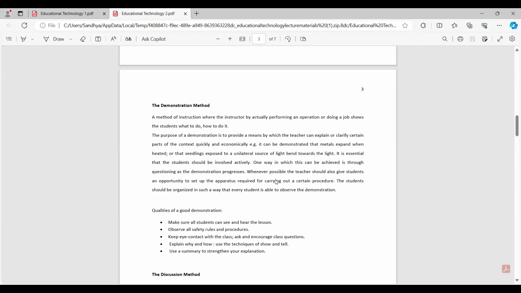Now you have decided on the demonstration method. So how can you actually make it a good demonstration? I have given you the points below. Make sure all the students can see and hear you. Those who can't see, those who can't hear, they will just idle without learning, right? So you have to make sure that you are positioned in a place where everybody can see and hear you properly. Make sure that it happens.